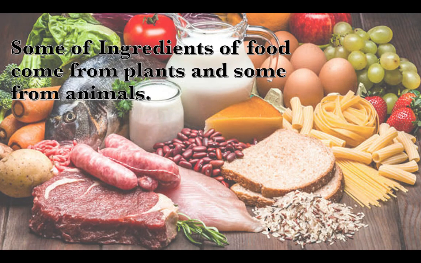Some of the ingredients of food come from plants and some from animals. As we learned in the previous section, some foods are made of just one or two substances, while others are made of many substances. Now, these substances or components or materials which are used to make a food item or dish are called ingredients, which we receive either from plants or from animals.